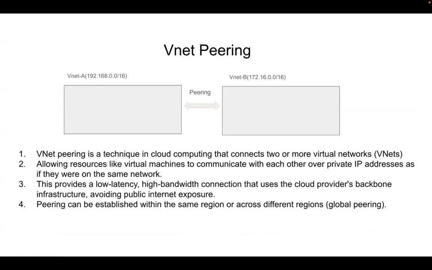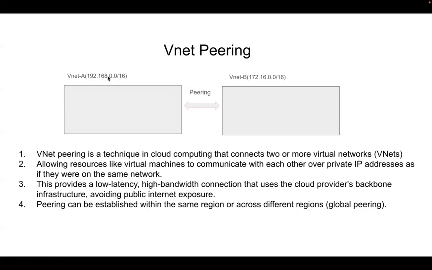So next is VNet peering. Last Friday, we saw how to create a VNet, then how to create a virtual machine inside a VNet. We also created a few subnets and kept our VM in one of the subnets. So now we have two VNets, VNet A and VNet B. VNet A is in one region, VNet B is in another region. We need to establish the connection between these two.